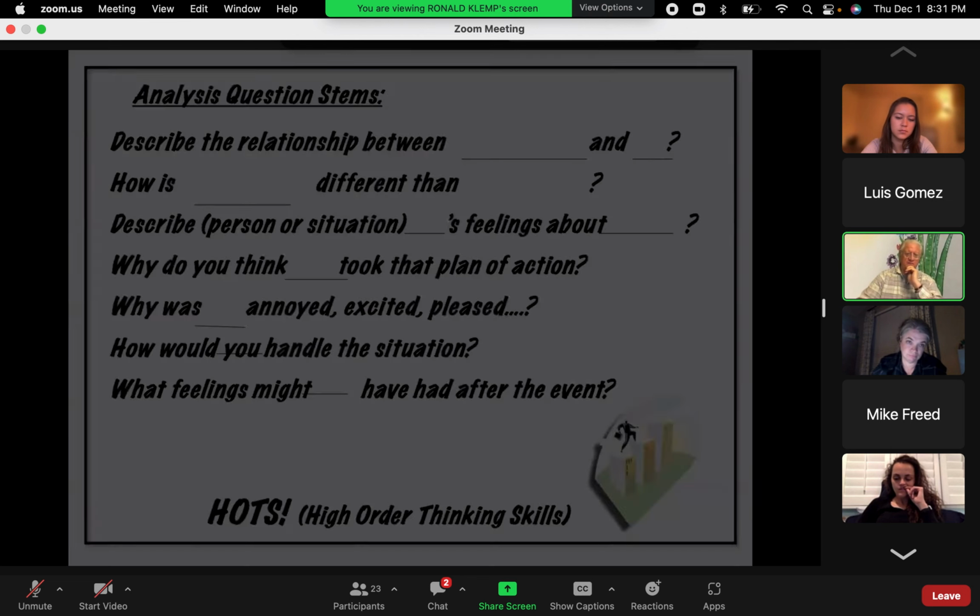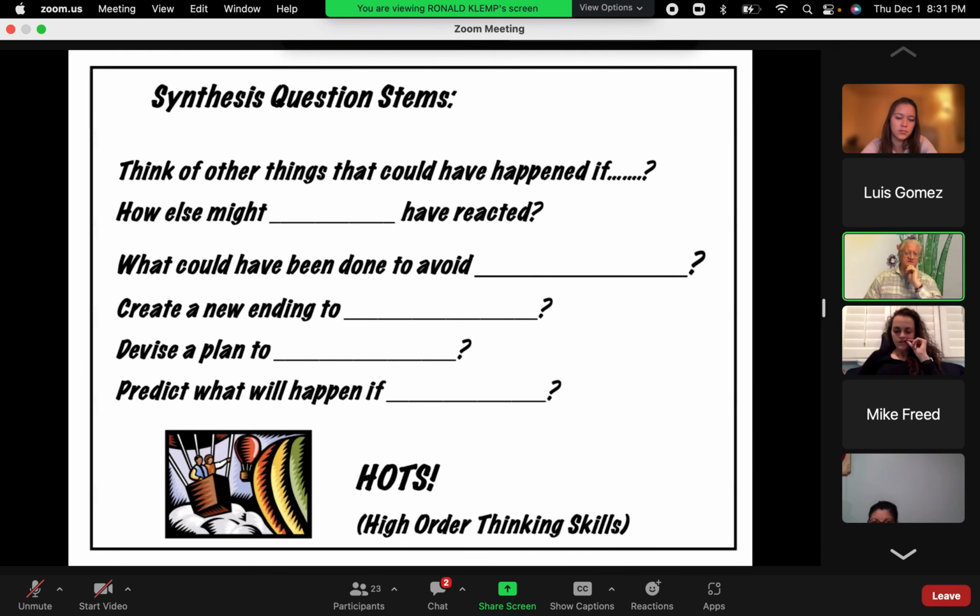For the HOTS skill of synthesis, see the different question stems. Think of other things that could have happened if. How else might so-and-so have reacted? What could have been done to avoid whatever that was? Create a new ending to. Devise a plan, predict what will happen if.